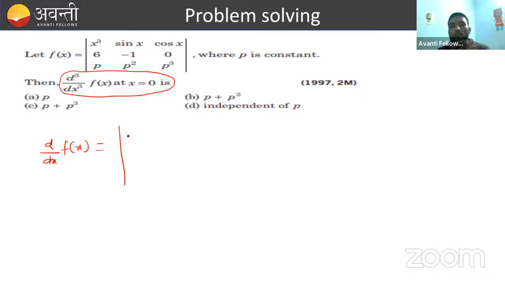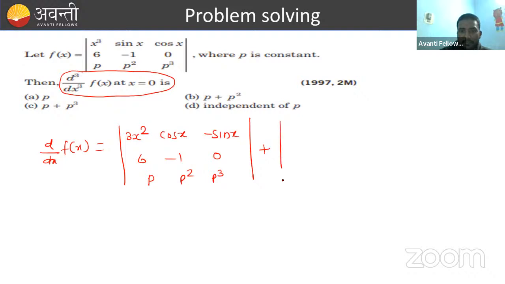I have told you first we have to differentiate the first row. So if we differentiate the first row, it will be 3x² cos x minus sin x. And these are the constants, I write. So this is 6, minus 1, 0, p² and pq.